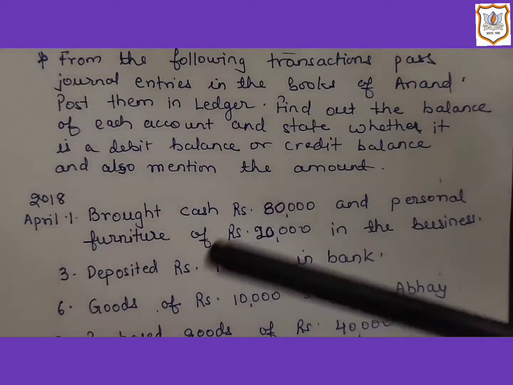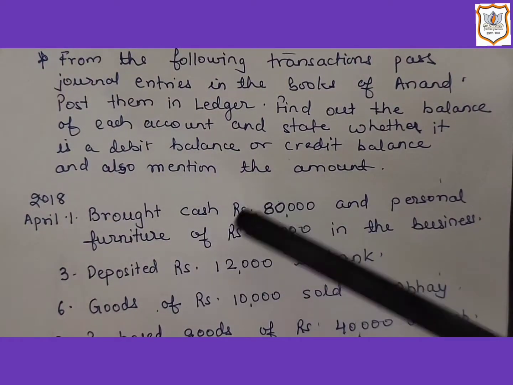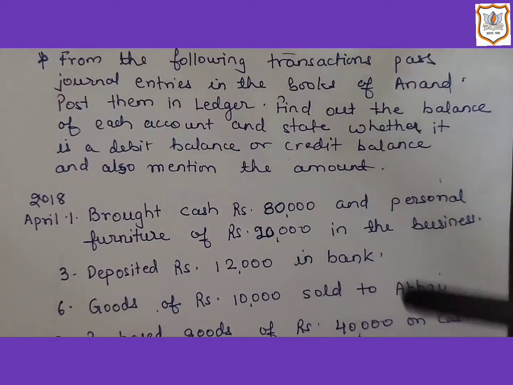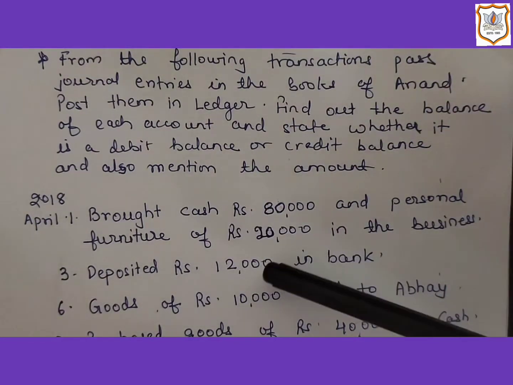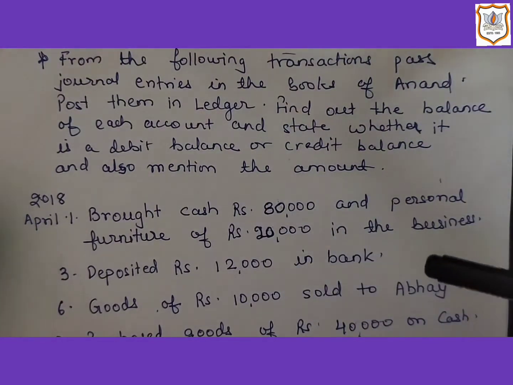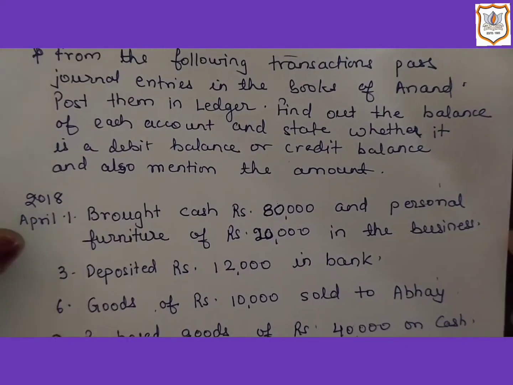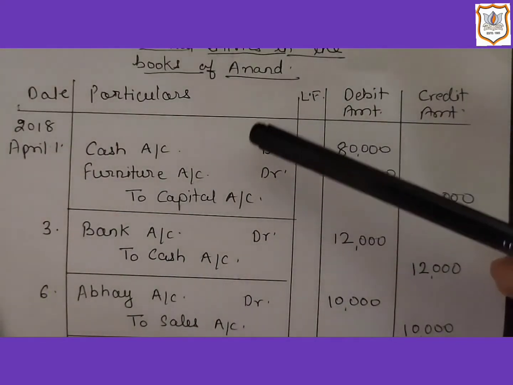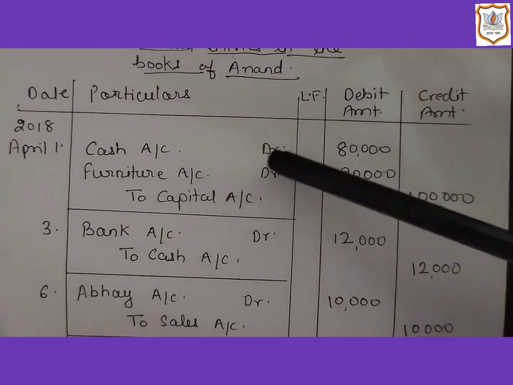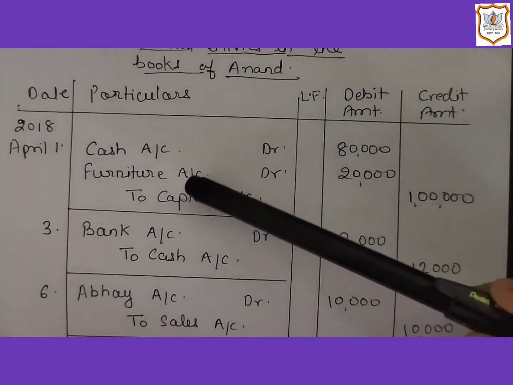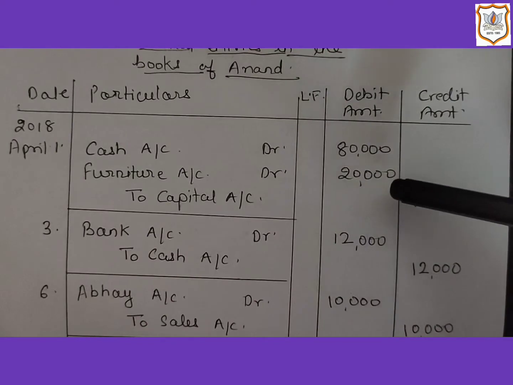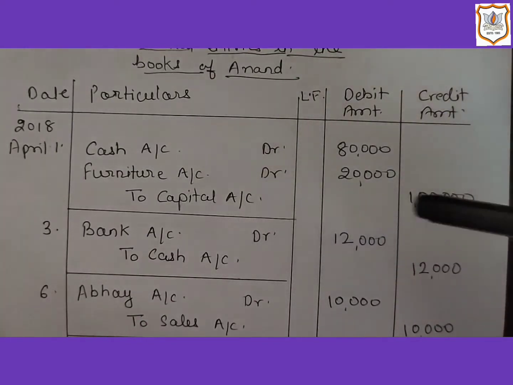Here is the first one. April 1st, brought cash rupees 80,000 and personal furniture of rupees 20,000 in the business. So we have already learned how to pass a journal entry. Let us see what will be the journal entry for this. Here, cash account will be debited by rupees 80,000, furniture account will be debited by rupees 20,000, and capital account will be credited by rupees 1 lakh.